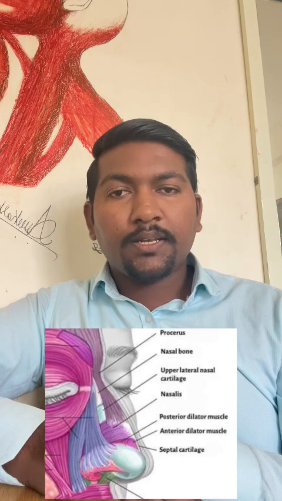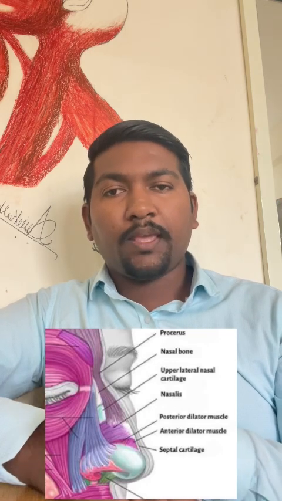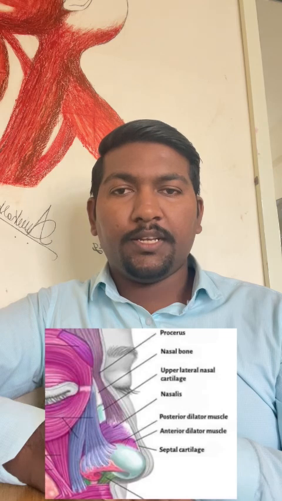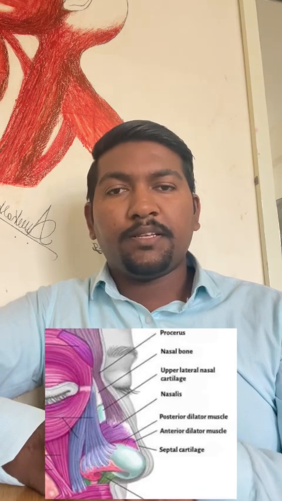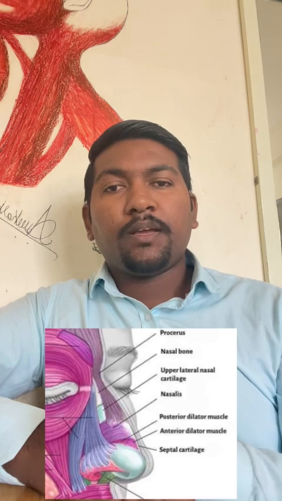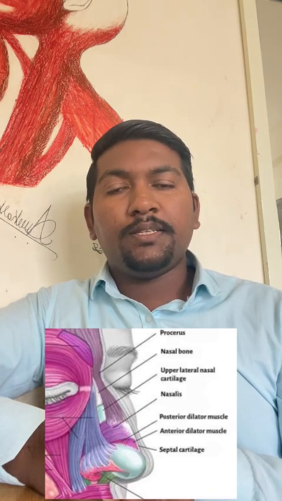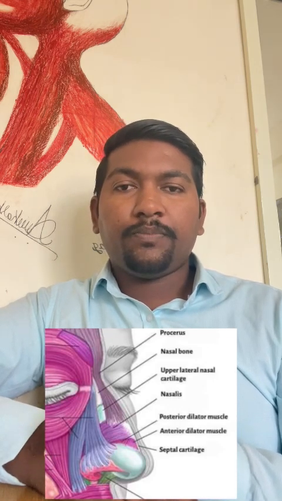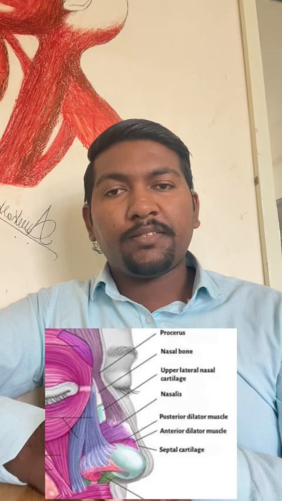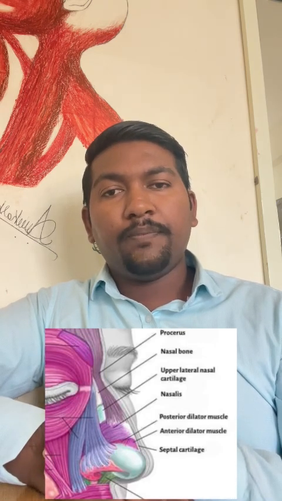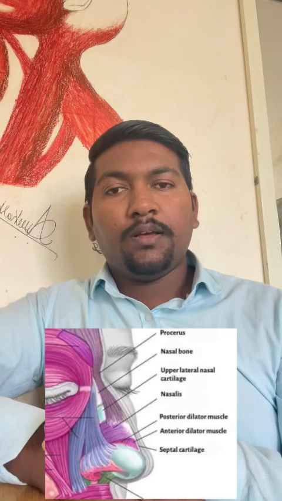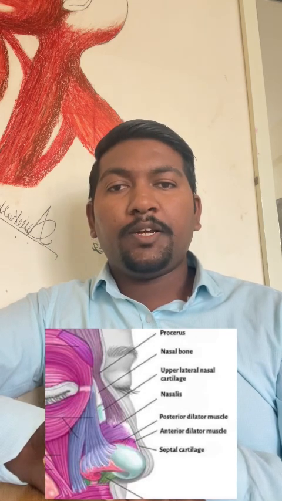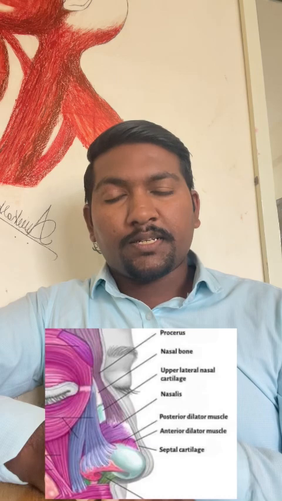Now coming to the dilator nares muscle. As previously discussed, there are two dilator nares muscles, the anterior dilator and the posterior dilator nares muscle. The anterior dilator nares muscle originates from the greater alar cartilage of the nose and inserts into the integument of the nostril margin. And the posterior dilator nares muscle originates from the lesser cartilage of the nose and inserts into the integument of the nostril margin.